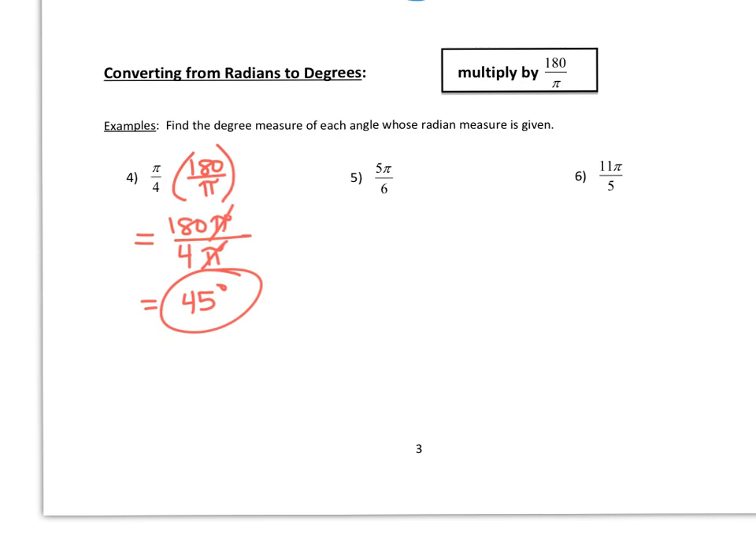Okay, so why don't you hit pause, try out 5 and 6 on your own, and then you can hit play and see how you did.